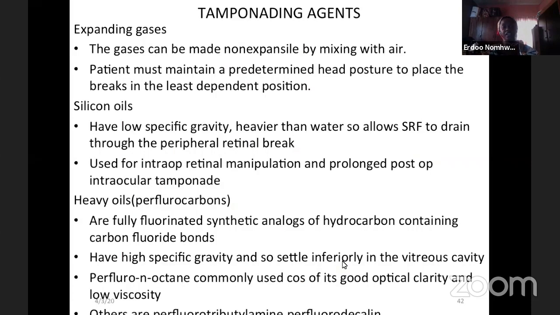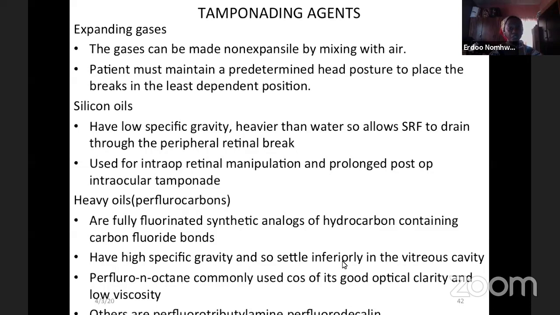The expanding gases, if the aim is to use them non-expansile, like in your pars plana vitrectomy, where your aim is just to reform the posterior segment of the eye after doing a vitrectomy, you can actually mix with air. But then the problem with using expanding gas is that the patient must be taught to maintain a predetermined head posture to place the bubble in the least dependent part.